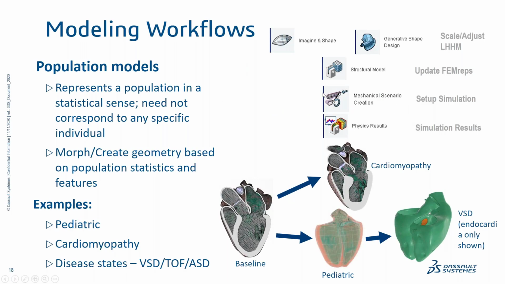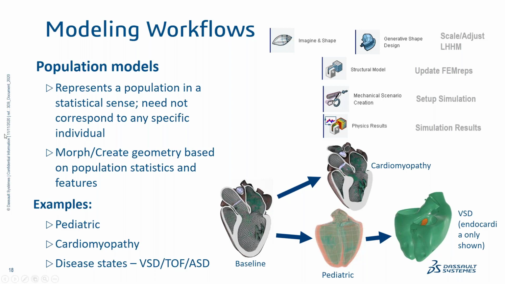So once we got our baseline model built, we can now start to take a look at cardiomyopathies, take a look at pediatric scale models, right? To scale down the whole model, change the material properties, and we're good to go, right? And then we can also start looking at disease states. So in this case, we've taken a look at just beyond cardiomyopathies. We included VSDs, ASDs, tetralogy of Fallot. Data's on that pediatric scale model once we got those validated.